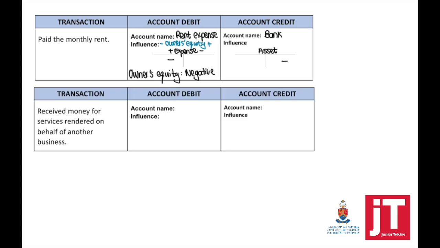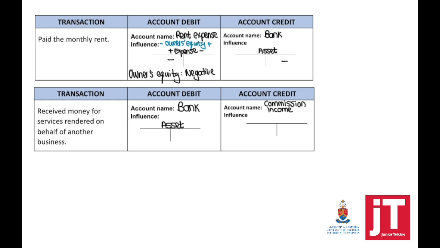Received money for services rendered on behalf of another business. So we didn't render a service to customers. We've rendered a service on behalf of another business. It means that the business received money. Why did the business receive money? This will be shown as commission income, and you have to be specific. If the business receives money, then bank will always be debited. The commission income is going to be credited.